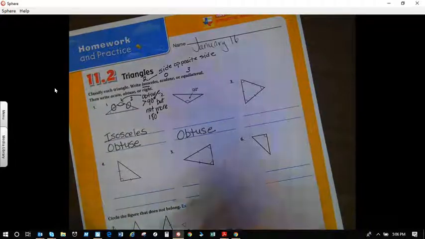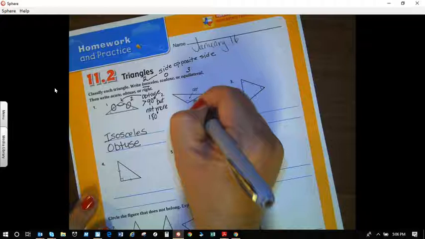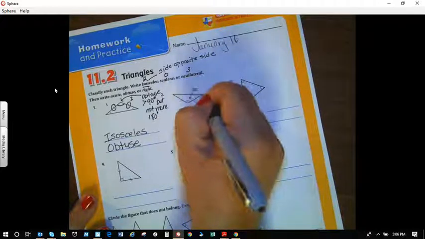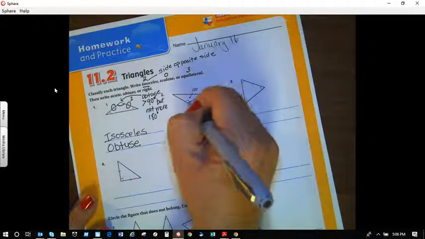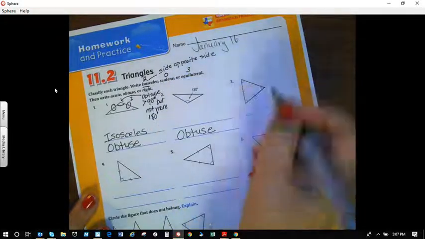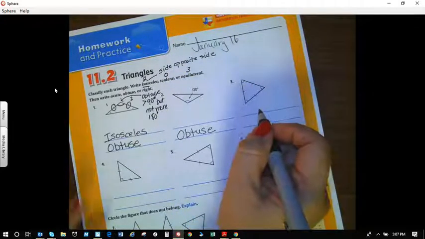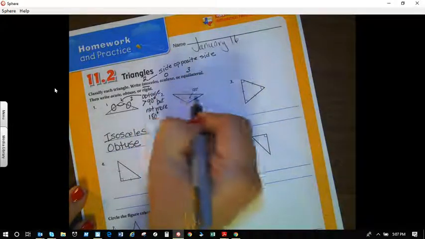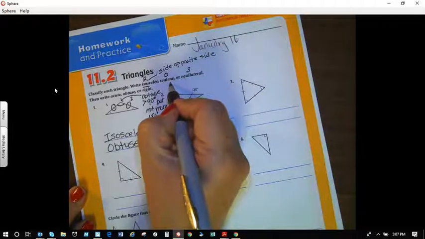Okay? Now when we're classifying, we have to look at the sides, their measurement, and the angles. So here I have no hash marks, which means that this line segment is not congruent to this one, which is not congruent to that third one. So all 3 sides are different sizes. If none of them are congruent, we say that it's a scalene because there's nothing that they're equal to.